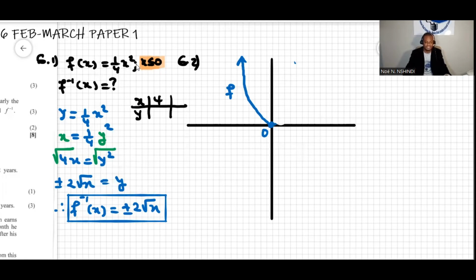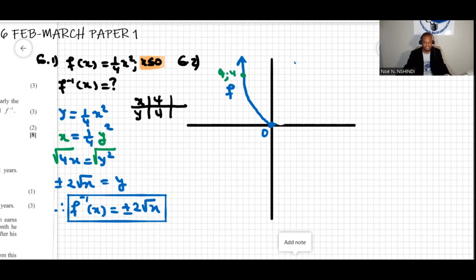4 squared will be 16, and 16 divided by 4 will be 4. Okay, so y also will be 4. Then we have a point (4, 4) there. That's a point (4, 4).